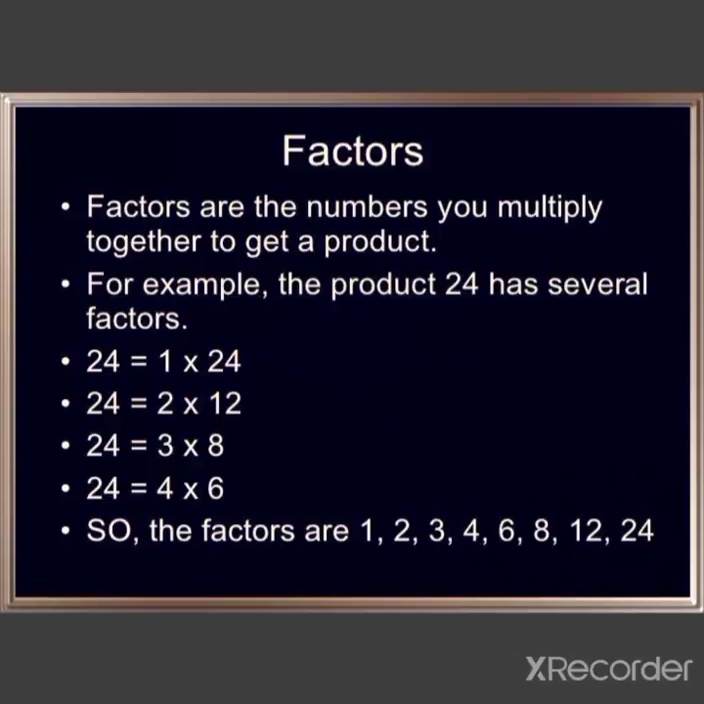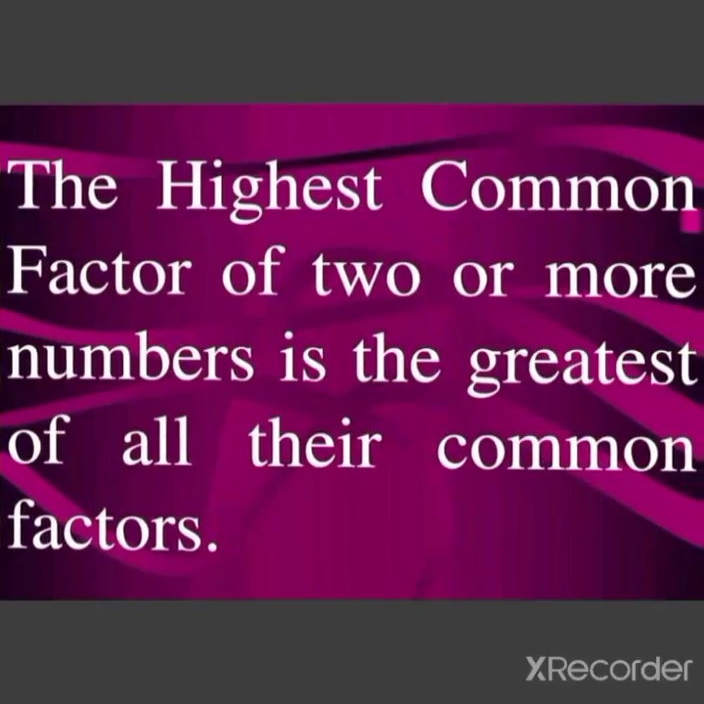Let us now talk about HCF. What is an HCF? The highest common factor of two or more numbers is the greatest of all their common factors. Highest means the greatest of all their common factors. It means in HCF we have to find out the greatest common factor. That greatest common factor is known as the highest common factor of two or more numbers.